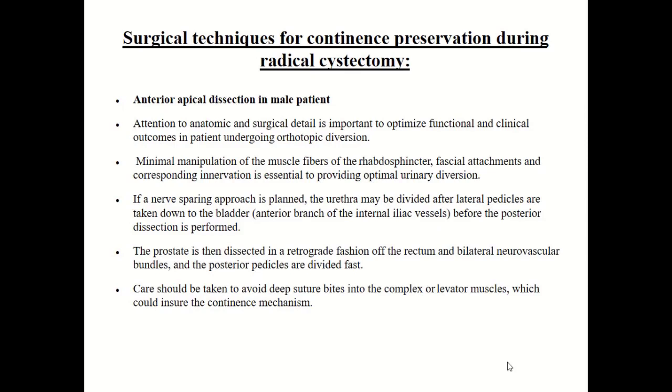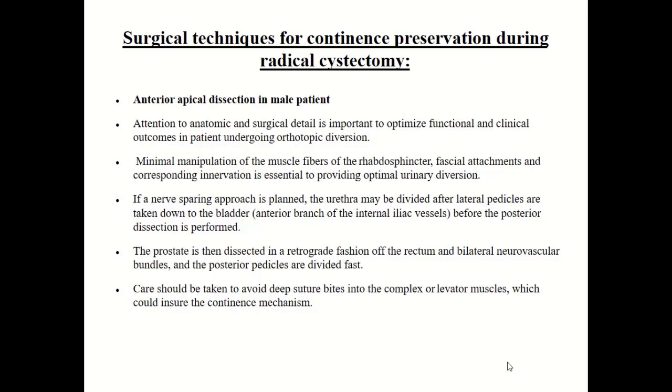Surgical techniques for continence preservation during radical cystectomy. Anterior apical dissection in the male patient. Attention to anatomical and surgical detail is important to optimize the functional and clinical outcome in patients undergoing orthotopic diversion. Minimal manipulation of the muscle fibers of the rhabdosphincter, fascial attachments, and the corresponding innervation is essential to providing optimal urinary diversion.